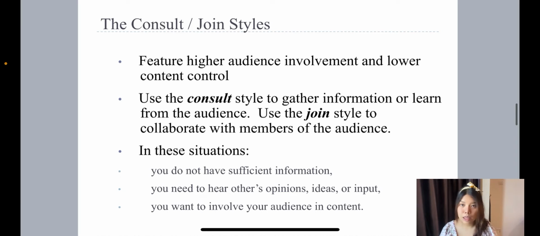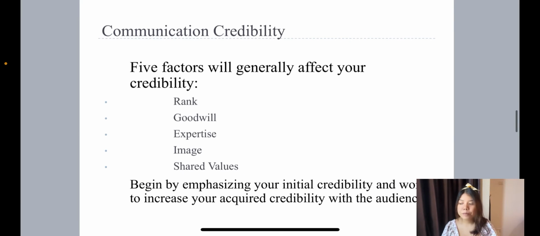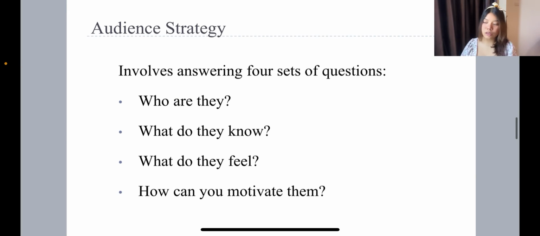So moving on to the next slide, which is communication credibility. There are 5 factors that will generally affect your credibility, which are rank, goodwill, expertise, image, and shared values. Begin by emphasizing your initial credibility and work to increase your acquired credibility with the audience. So moving on to the next strategy, which is audience strategy. It involves answering 4 sets of questions, which are: who are they, what do they know, what do they feel, and how can you motivate them?